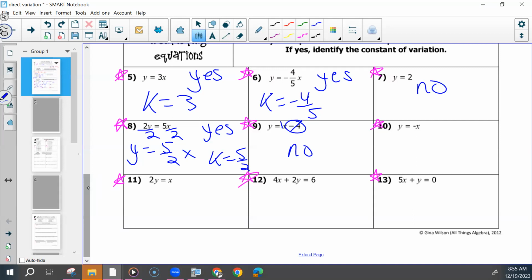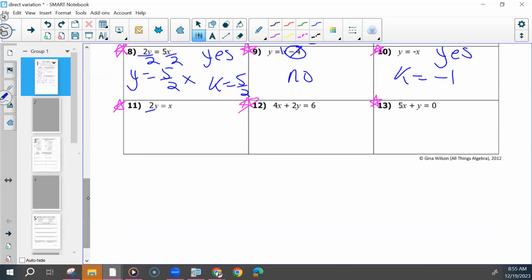Right, number 10. Yes, what is the k value? -1. 11, solve. But if I solved it and left it like this, y equals x/2, would that still be direct? Could I rewrite that some way? How would I rewrite it? 1/2 x. So then would it be direct? So either way is direct. It may be written like this, and you have to know that's also direct because it can be rewritten.